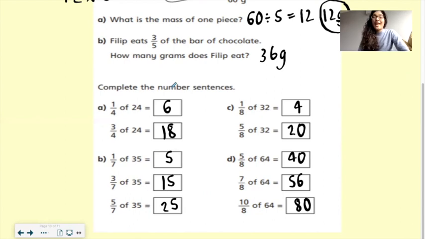C, an eighth of 32 equals 4. 5/8 of 32 equals 20. Part D, 5/8 of 64 equals 40. 7/8 of 64 equals 56. And 10/8 of 64 equals 80. Now, the last one's a bit of a funny one because you've got an answer that's bigger than the number you started with, but that's because you have an improper fraction. And remember, an improper fraction is when the numerator is bigger than the denominator.